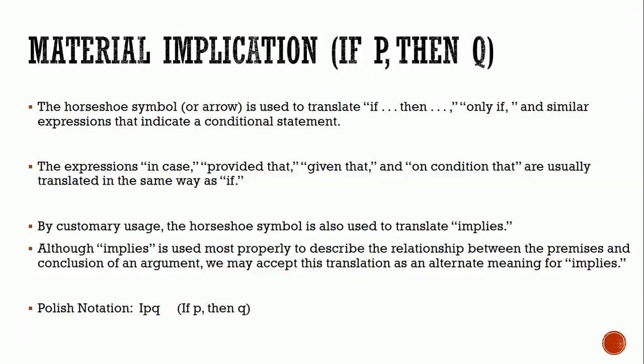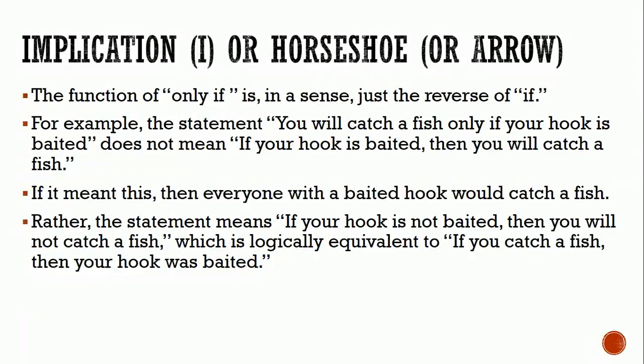But by customary usage, the horseshoe symbol is also used to translate implies. Although implies is used most properly to describe the relationship between the premises and the conclusion of an argument, we may accept this translation as alternating for implies. Polish notation, I means implication: capital I, lowercase p, q. If p, then q. All right, implication I, or horseshoe, or arrow.